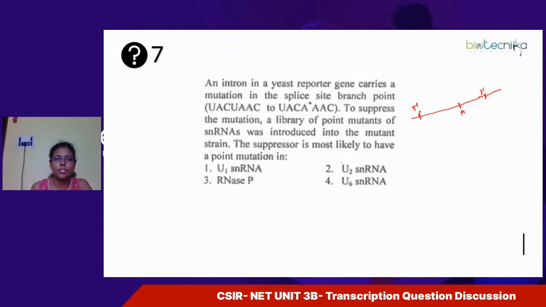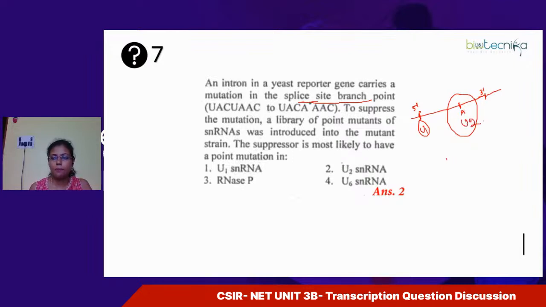The mutation is in the splice site branch point. So just recall the snRNAs which come and bind at the splice site, because this is where you are trying to eliminate or bypass the mutation. So the correct option is option 2. You have U1 binding here, U2 comes and binds here.